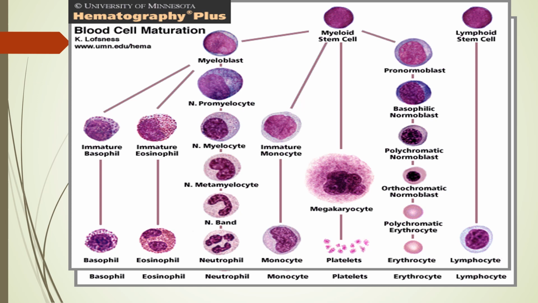The other cells are monocytes. The myeloid stem cell may differentiate into an immature monocyte, which ultimately develops into a mature monocyte. As long as the monocyte is in the peripheral circulation, it is called a monocyte. When it leaves the peripheral circulation and enters the tissue, it is called a macrophage.